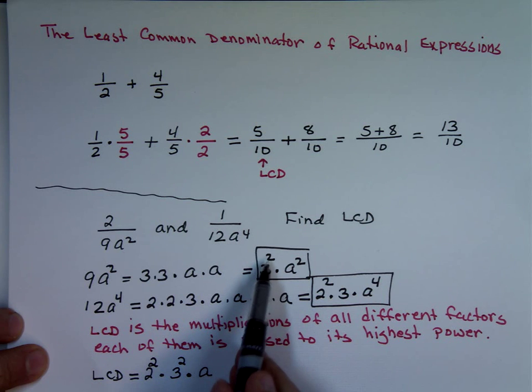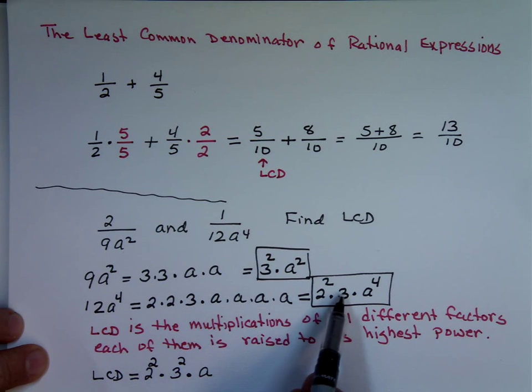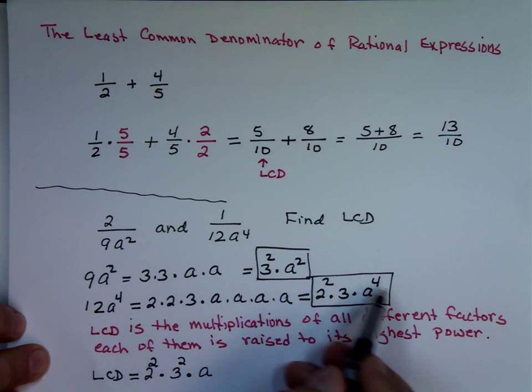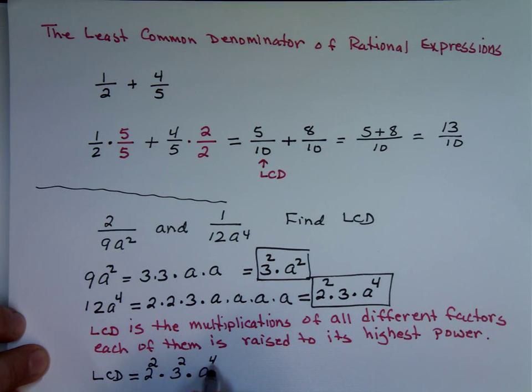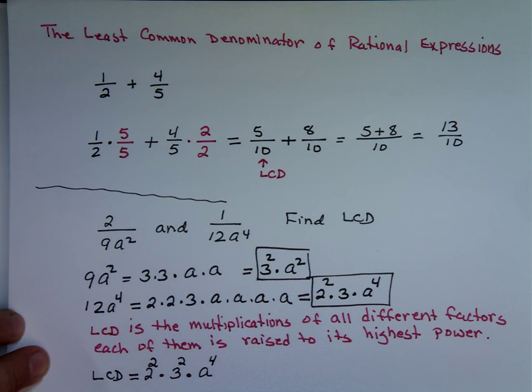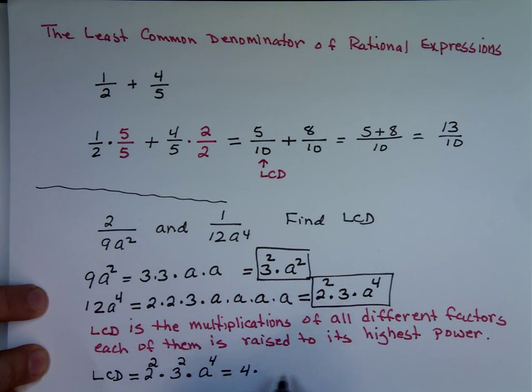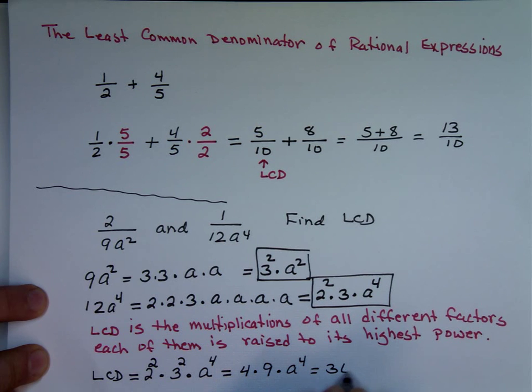For the 3, the highest power is 2. For the 2, the highest power is 1. 2 is bigger than 1. And the a, this is 2, and that's 4. The highest power is 4. 2 squared, that's 4. 3 squared, that's 9. And a to the 4th, and my LCD will be 36a to the 4th.